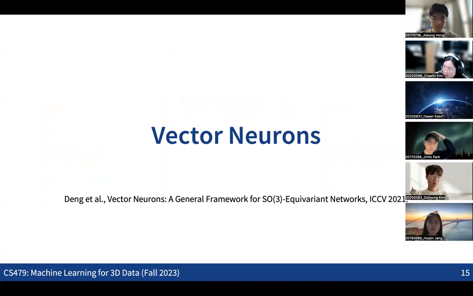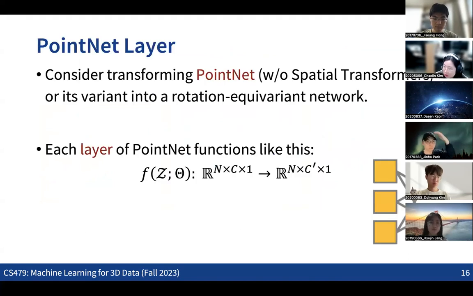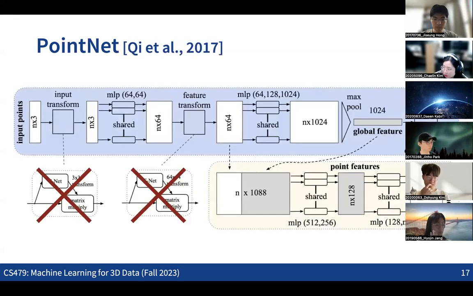Here the idea is that we are not going to make a completely new architecture, but we want to actually just transform the given PointNet, without special transformation tools, to achieve rotation equivariance and rotation invariance. So how can we do that? That's the basic idea. Let's briefly remind ourselves of the architecture of PointNet.